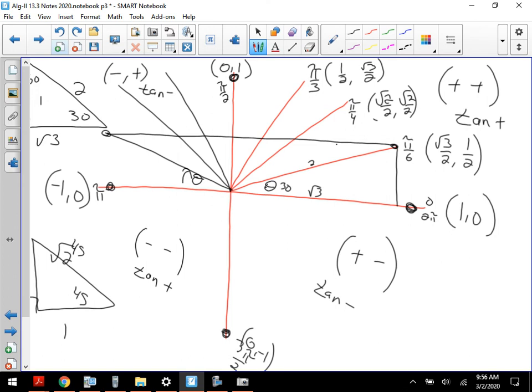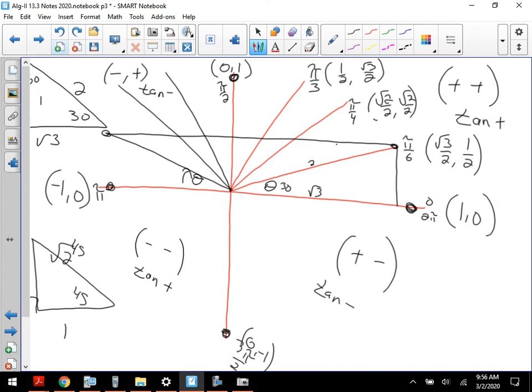The positive and negative signs don't change with the reciprocal functions. So if cosine's positive, secant's positive, because it's not the opposite reciprocal, it's just the reciprocal. Sines and cosecants always have the same signs, whatever quadrant they're in. It's the same thing with tangents and cotangents. If it's positive, then the reciprocal function is positive. Those things always hold true.